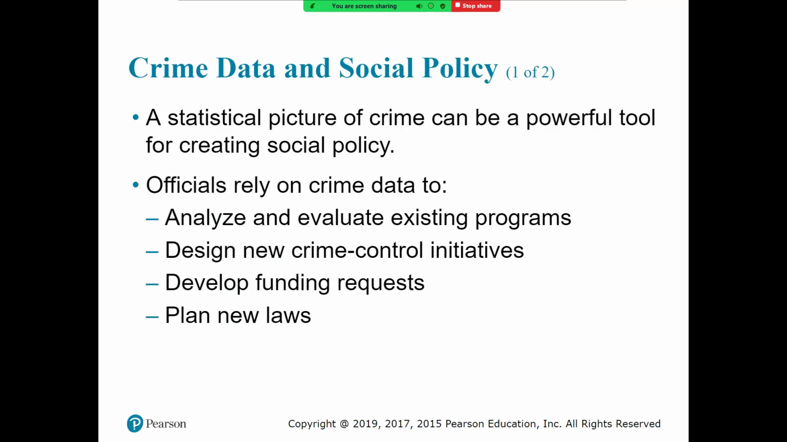So crime data is obviously a collection of statistics that is taken from law enforcement agencies and used to try to see the extent and the nature of crime, and it can also be used to study whether or not different approaches to criminal justice have any effect on those things. And so we want to try to have as good of an understanding as we can about what's happening so that we can make informed decisions about what to do about it.